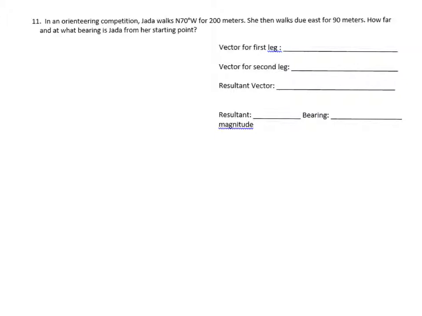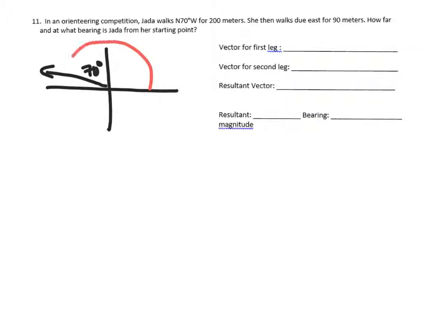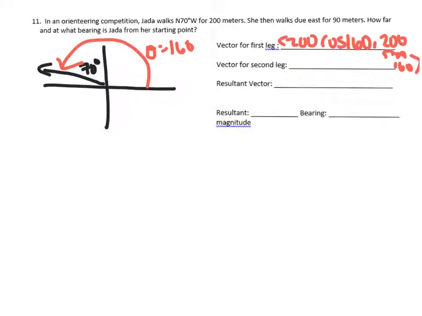So for the first leg, she's going north 70 degrees west, which means you start out north and veer off 70 degrees in the west direction. So this angle in here is 70 degrees. So mathematically, what will go in your equation is 90 plus 70, which gives you 160. So she walks for 200 meters, so that's 200 cosine 160, 200 sine 160.